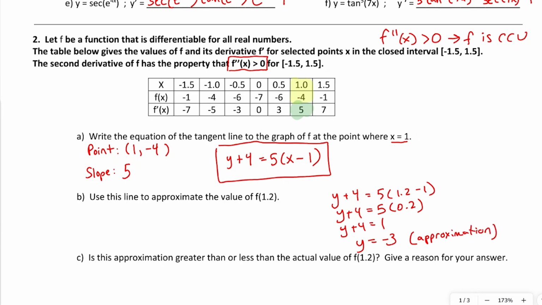And so if we want to find the value of f of 1.2, we don't have that in the table, so we can't say precisely what it is. But what we can say is that it's approximately negative 3.